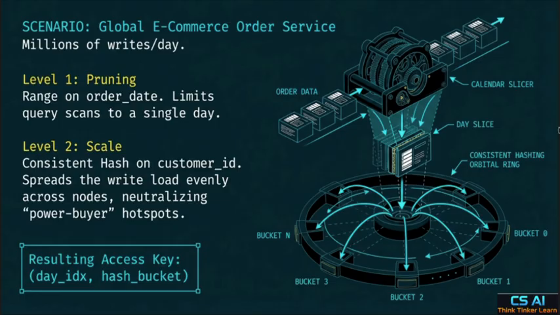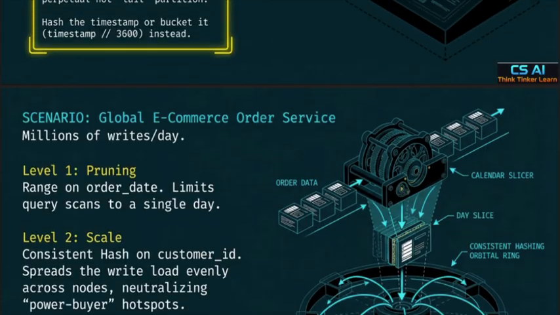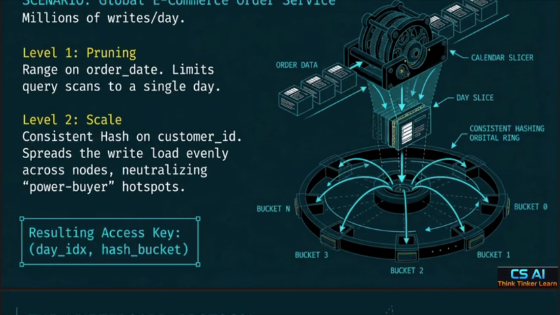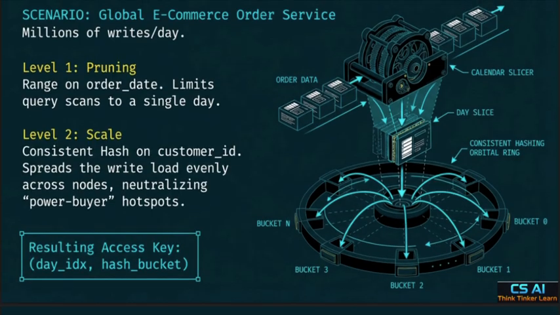As an architect, you cannot run these systems blind. Monitor your operations telemetry. Watch your shard size ratio. If your max to min ratio is over 2x, you have structural skew. Check your P95 latency. A 10x over average means an active hotspot.